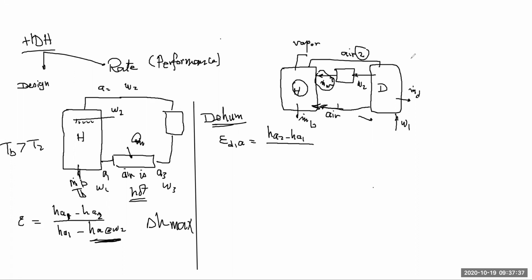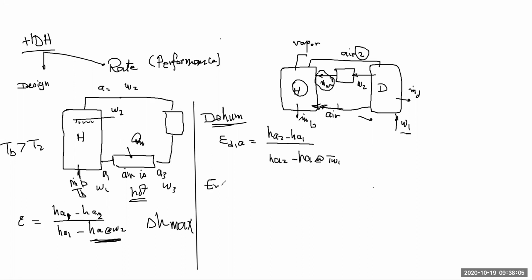What is going to happen here? Air is going to be cooled down, so it will be the inlet condition as is, and air is going to be cooled to the lowest temperature, if I'm talking about a 100% ideal situation, which is the inlet water temperature. So this is going to be H air at T water 1. So this is going to be the effectiveness expression.